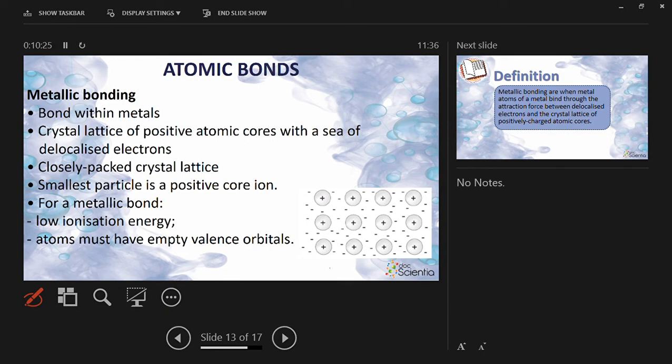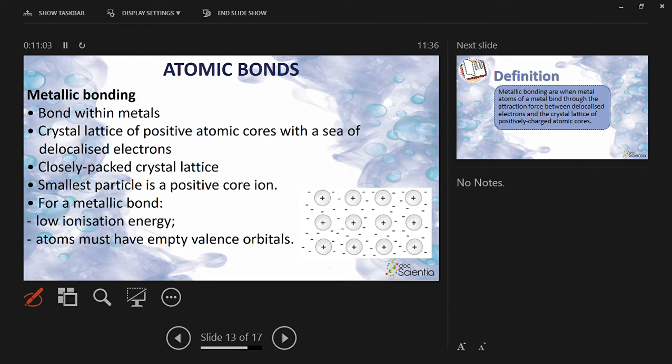And this is why, because it has a sea of delocalized electrons that can move easily from one positive core to another positive core. The smallest particle is a positive core ion. This consists of a nucleus and electrons closer to the nucleus which are not delocalized. Wat het hulle daarmee? Onthou, jou metale het mos nie net een energievlak nie. So die elektrone wat naby aan die nucleus is, bly daarso. The ones on the outer energy level will be the ones that are delocalized, want hulle kort nie baie energie om te beweeg nie. The following is necessary for metallic bonds to form.